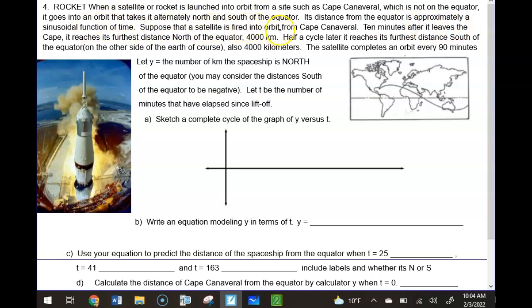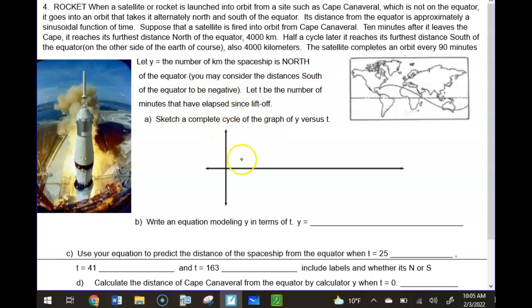Suppose that a satellite is fired into orbit from Cape Canaveral. 10 minutes after it leaves the Cape, it reaches its furthest distance north of the equator, 4,000 kilometers. Half a cycle later, it reaches its furthest distance south of the equator on the other side of the Earth, 4,000 kilometers south. The satellite completes an orbit every 90 minutes. Let y equal the number of kilometers the spaceship is north of the equator, so south of the equator can be negative numbers, okay? Let the number of minutes that have elapsed since liftoff be time.